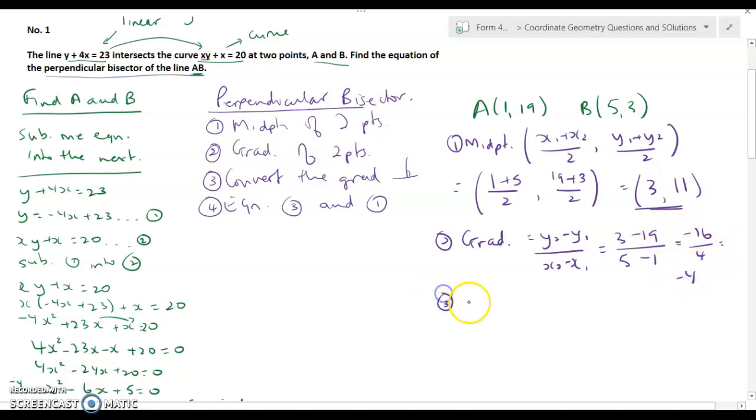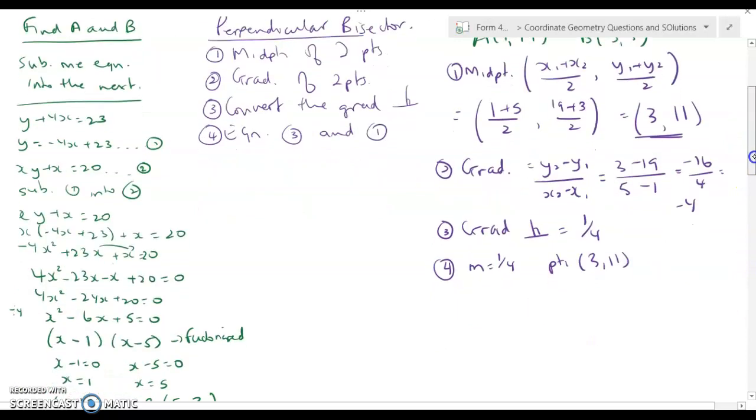Now the gradient of the perpendicular line to minus 4 will be a quarter, because you're going to flip minus 4 and it'll become minus a quarter, and then you're going to change the sign. And the last step is we're going to use the gradient of a quarter and the point 3, 11 and find the equation of the line here.